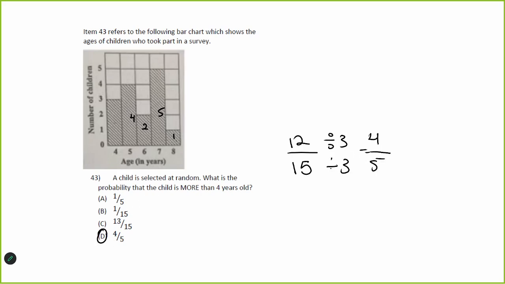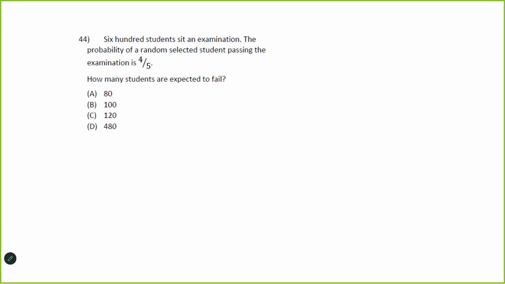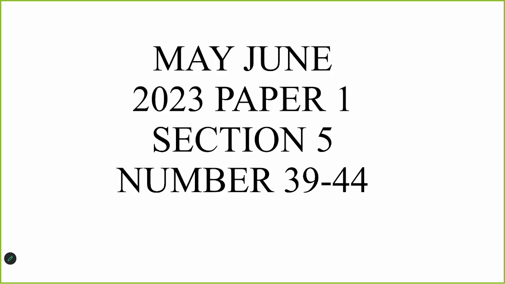Is D. Right? We did this question. Well, we found out how much was passed, right? So if they want to know fail, we know that 1/5 failed. So 1/5 of 600 is 120. So C is the answer. Right? May, June 2023.